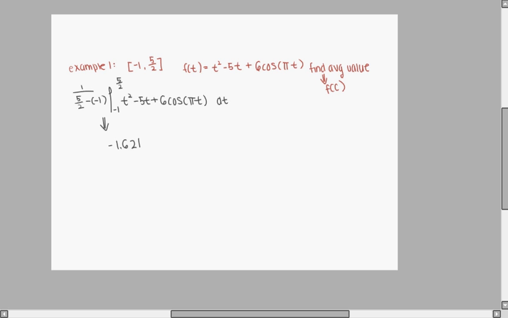I'm going to do 3 examples, and the first one is this. From negative 1 to 5 over 2, f of t equals t squared minus 4t plus 6 cosine of pi t. Find the average value. So when they say average value, they mean f of c. So we just plug into the equation. It's 1 over b minus a, so 5 over 2 minus negative 1, integral of a to b, so negative 1 to 5 over 2, of f of t, which is that long thing. And then we plug this into our calculator, and we get negative 1.621. And that's your answer, and this is f of c.